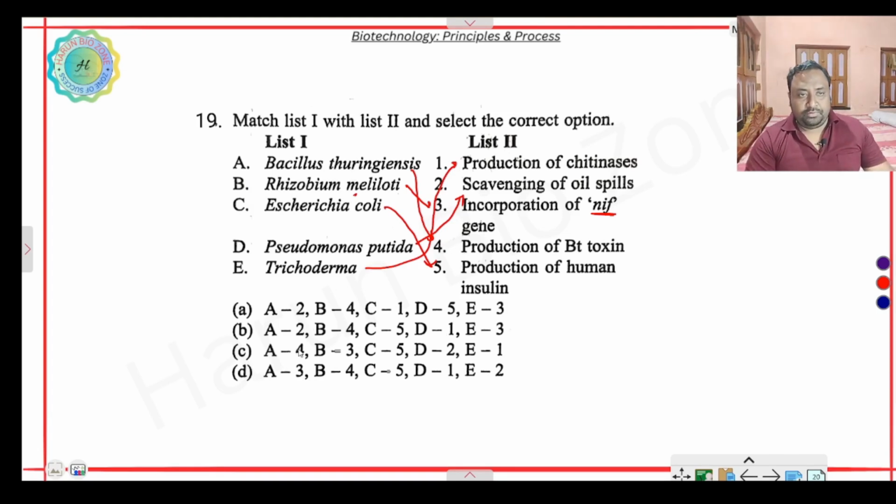Here A is 4. Bacillus thuringiensis produces Bt toxin. B Rhizobium meliloti, nif gene, and C E. coli, production of human insulin. D Pseudomonas putida, oil spill, and E is 1. Here the correct option is C.